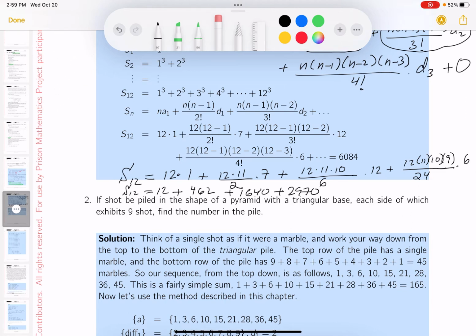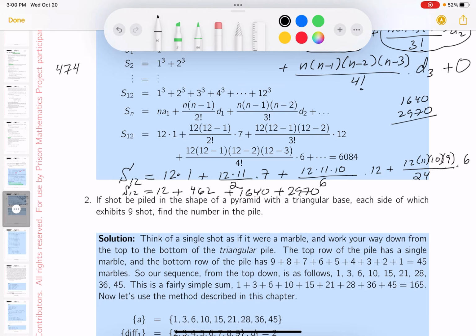So I'm going to do pairwise additions. I'm going to do 12 and 462. That'll be 474. And then 1640 and 2970. Let me write that down. 1640 and 2970. I think I might have made another error. The number's still too small. Where did I make an error? I got to look at it now. There's no way this is right. 3, 4, 5, 1640, and that. Did I make a mistake somewhere?